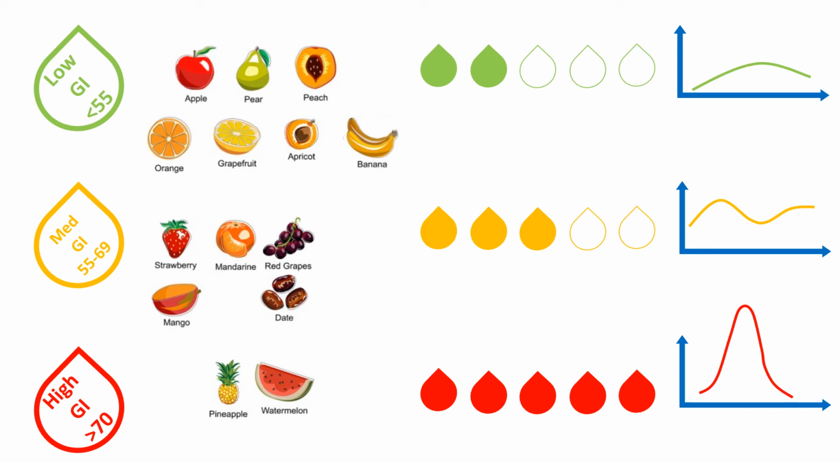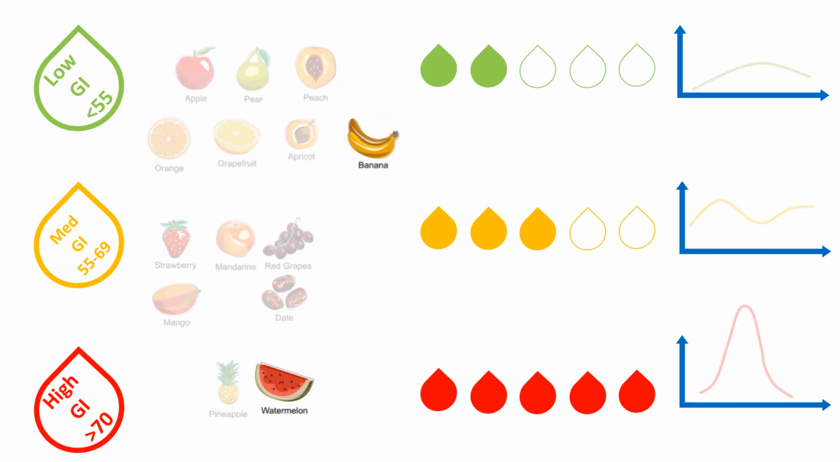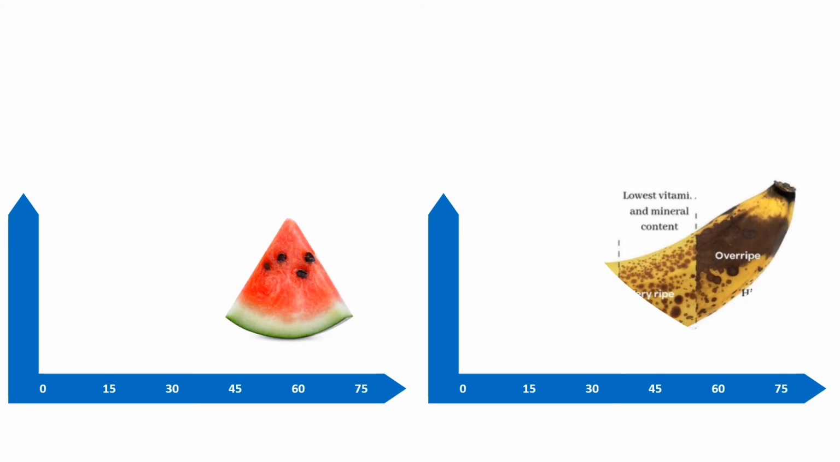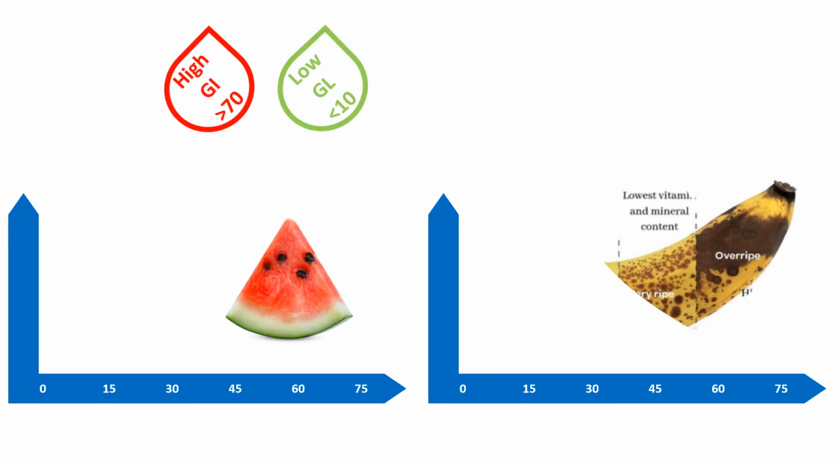Let's have a look at two fruits here. The banana, which is normally considered a medium to low glycemic index food, and watermelon, which is a high glycemic index fruit. If we add their glycemic load into the example, this is what you would see. Watermelon, a high glycemic index fruit with low glycemic load. It means the portion will have a small amount of carbohydrate, which will push the sugars up quickly but not very high. Let's see, in 15 minutes it goes to this level.